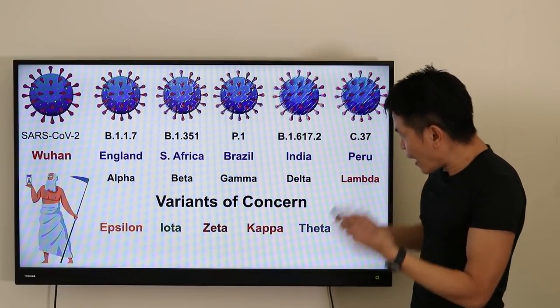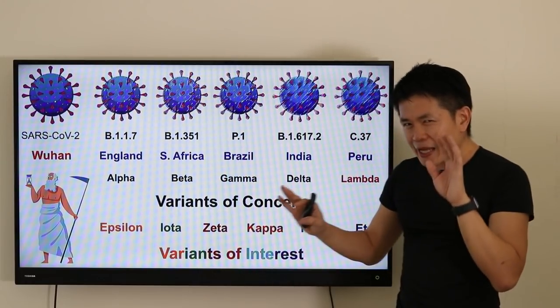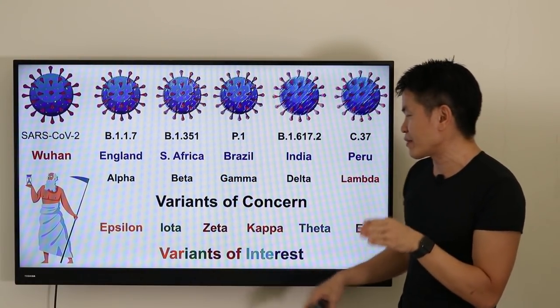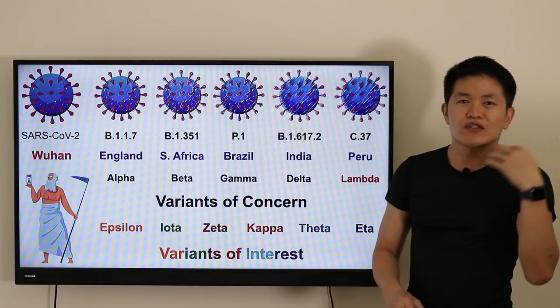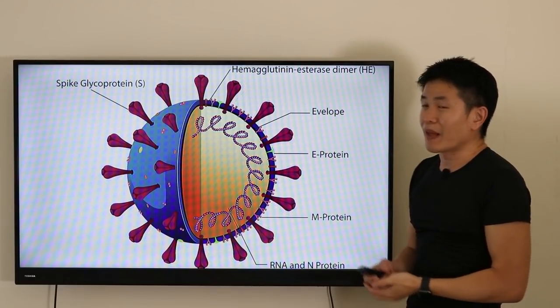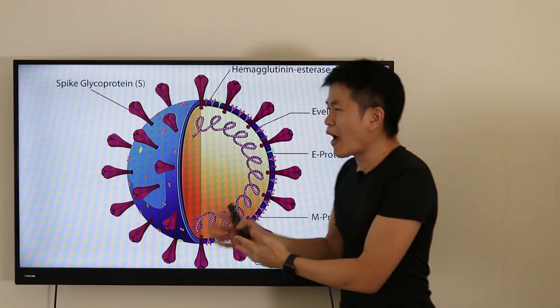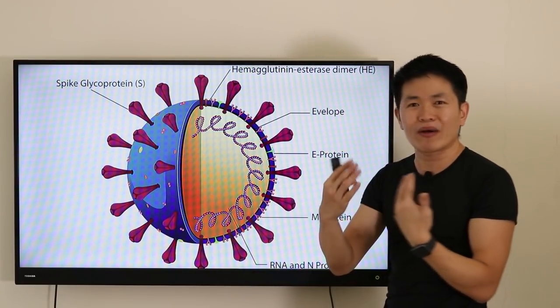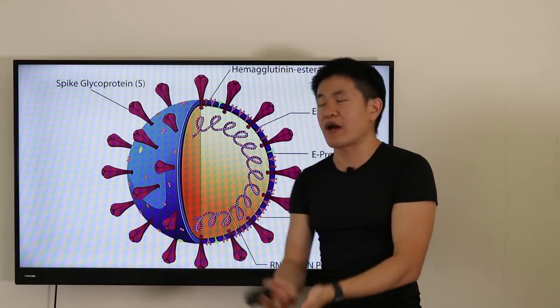Another group they still name, but they are not at the level of concern yet, though they are quite aggressive as well. They call them variants of interest. So recently, about 2 months ago, people started talking about lambda. Later I'll talk about lambda, but before that, I will look at how the mutation happens, why there's a new variant, and how it affects the properties of the virus itself.